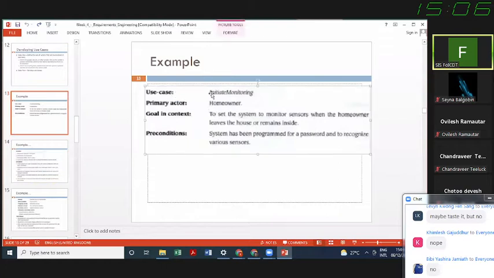For example, we can have a use case, which is that of initiate monitoring, where the primary actor is the homeowner. The goal in context is to set the house to monitor sensors, and preconditions: the systems have been programmed for a password. So like this, you find that for a use case, we can have this broken down into 4 items. The use case itself, a name, who is the primary actor, the goal in context, and any preconditions. So what needs to be satisfied before we can really do this use case? These will be the preconditions.